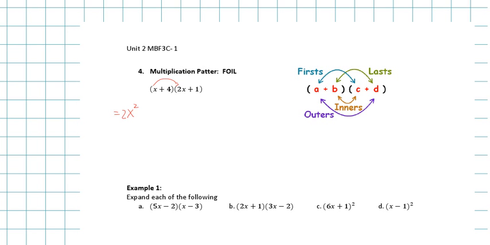Then I can multiply my outer terms. So that's x times 1, which is x. Then I'm going to multiply the inner terms, which gives you plus 8x. And then you're going to multiply the last terms, which is 4. And that would give you the same thing, 2x squared plus 9x plus 4. Remember, 2 arrows have to come out of each term from the first term.